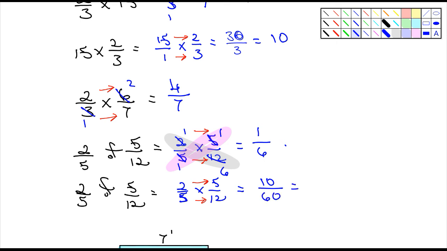So 10 over 60. If I want to reduce this, is there a number that goes into 10 and 60 evenly? Well, yeah, how about 10? How many times does 10 go into 10? Once. How many times does 10 go into 60? 6 times. And there you have it.